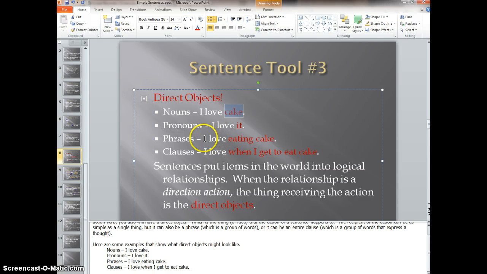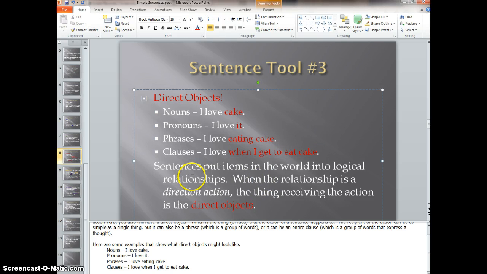If you want to use a phrase as the object, you could say I love eating cake, where I turned the action of eating into a noun, which is just the process of eating, and the phrase includes eating cake. So I love eating cake. Or you could put an entire thought at the end of a simple sentence that says, I love when I get to eat cake. So this little when here prevents the I get to eat cake from being a whole sentence. To just say, when I get to eat cake doesn't make sense. So you need I love when I get to eat cake.